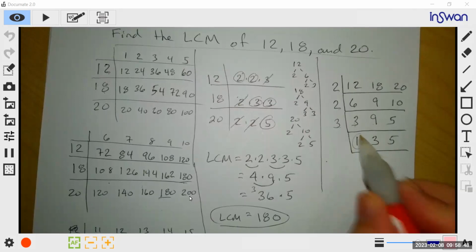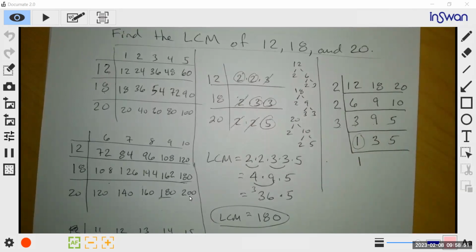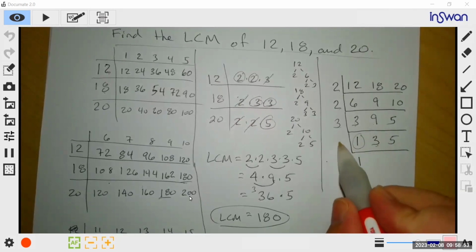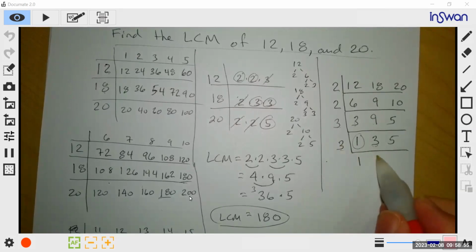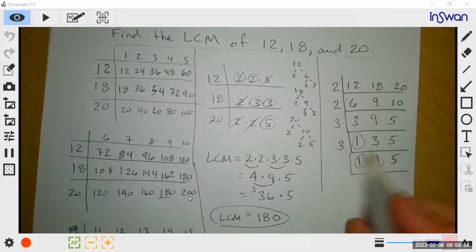So that one's already finished. So it just comes down as a 1. Smallest number that fits into 3 is a 3. 3 goes into 3 one time. 3 does not go into 5. So these are taken care of. Smallest number that fits into 5 is 5. 1, 1, 1. That's what you're looking for.